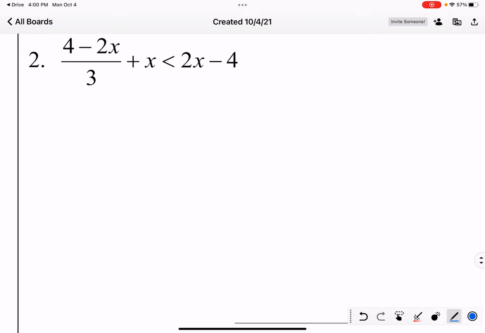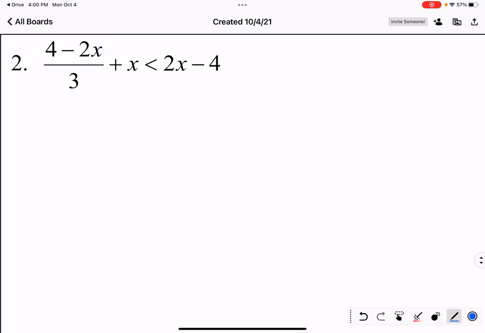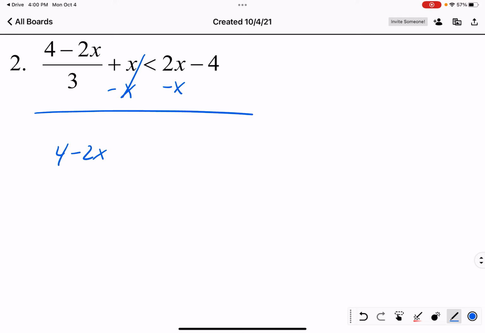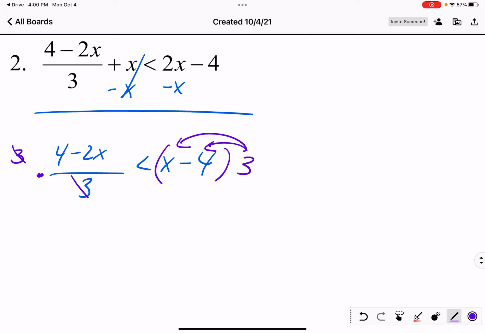Okay, all right, number 2 is slightly different because we have a fraction. This is where DCMS gets a little bit violated. So I'm going to move over the x first. This is one way to approach the problem. And then we'll deal with the fraction in the next step. So now I'm going to multiply the left side by 3 to cancel out this fraction. And what I do to one side, I'm going to have to do to the other. So I have to distribute that 3 to both terms on the right side. So we'll get 4 minus 2x is less than 3x minus 12.